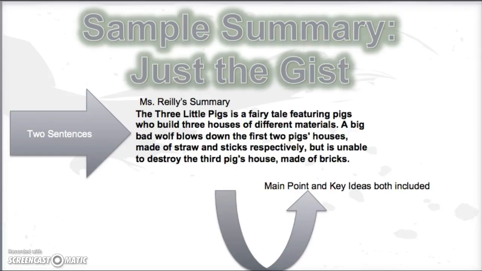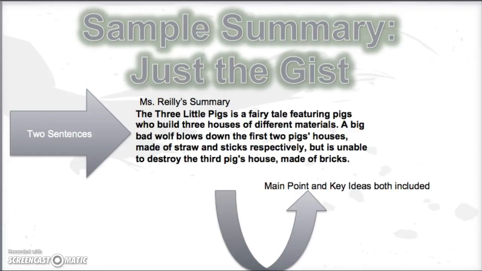So hopefully you took a second to jot down some things that you think should be included in a summary, okay? And the thing I use with all my students, I tell them I just want the gist, okay? And the gist is just a very short, simple, this is what it was about. So here's my summary of the 3 little pigs. The 3 Little Pigs is a fairy tale featuring pigs who built 3 houses of different materials. A big bad wolf blows down the first 2 pigs' houses, made of straw and sticks, respectively, but is unable to destroy the 3rd pig's house made of bricks. That's it.